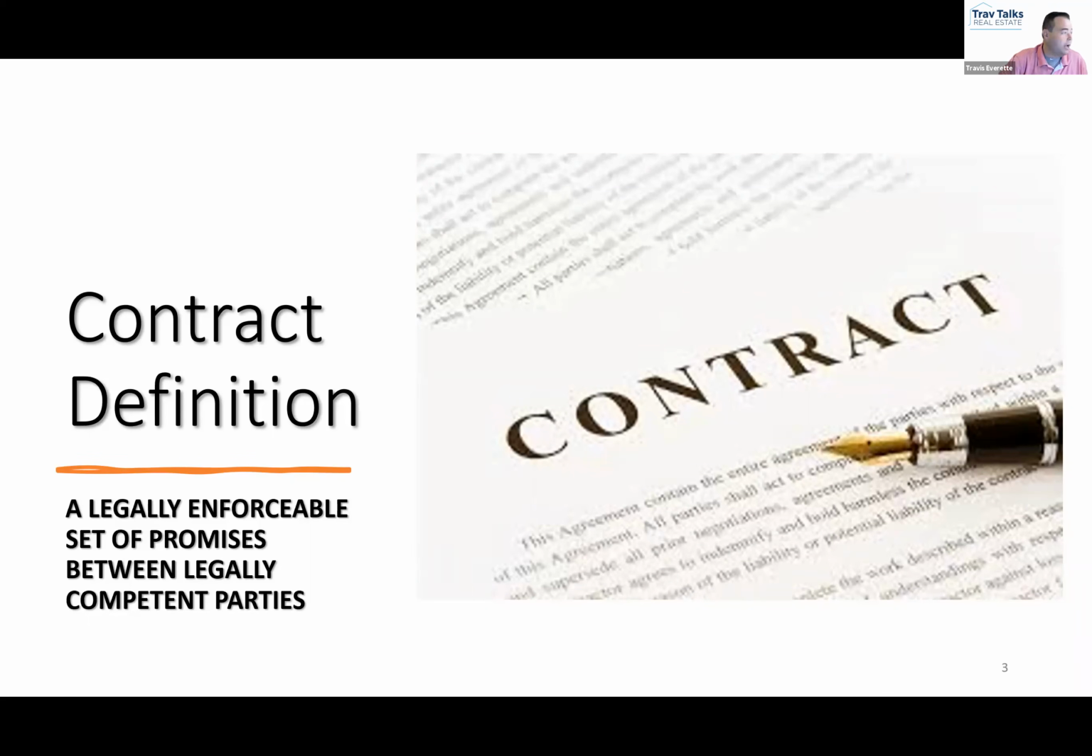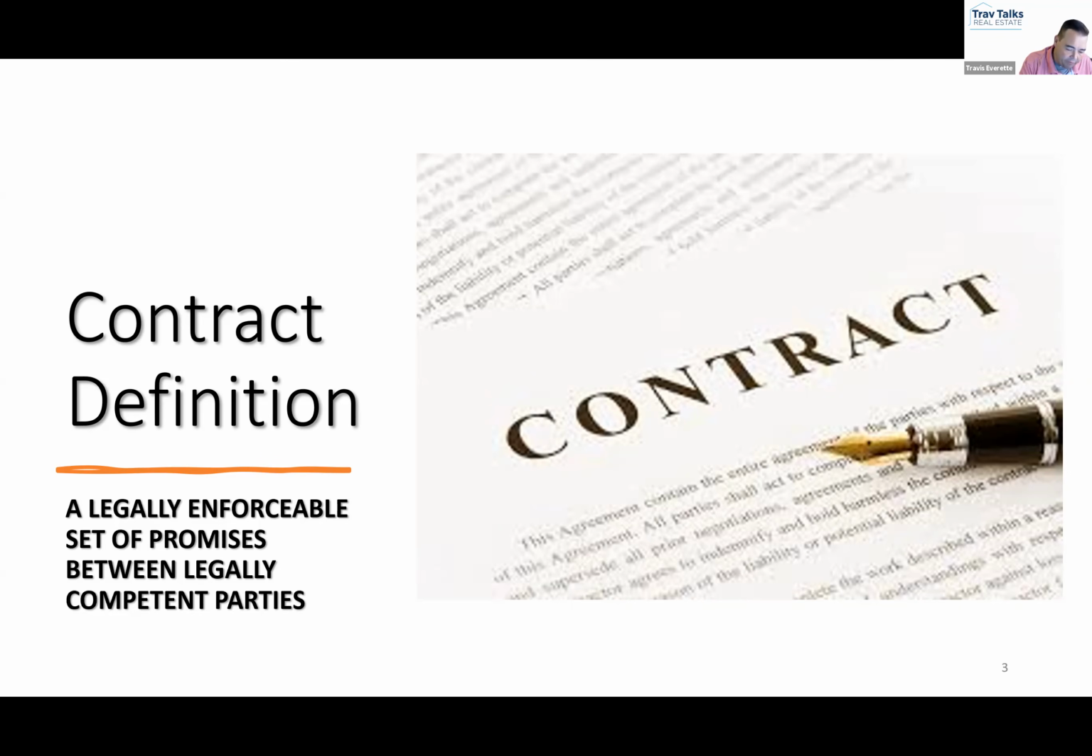People use the word contract, but they don't know what it really means to be under contract. They don't know what a contract really is. They don't really have any concept. So the definition of a contract is pretty straightforward, but there's more there than meets the eye. It says a legally enforceable set of promises between legally competent parties.